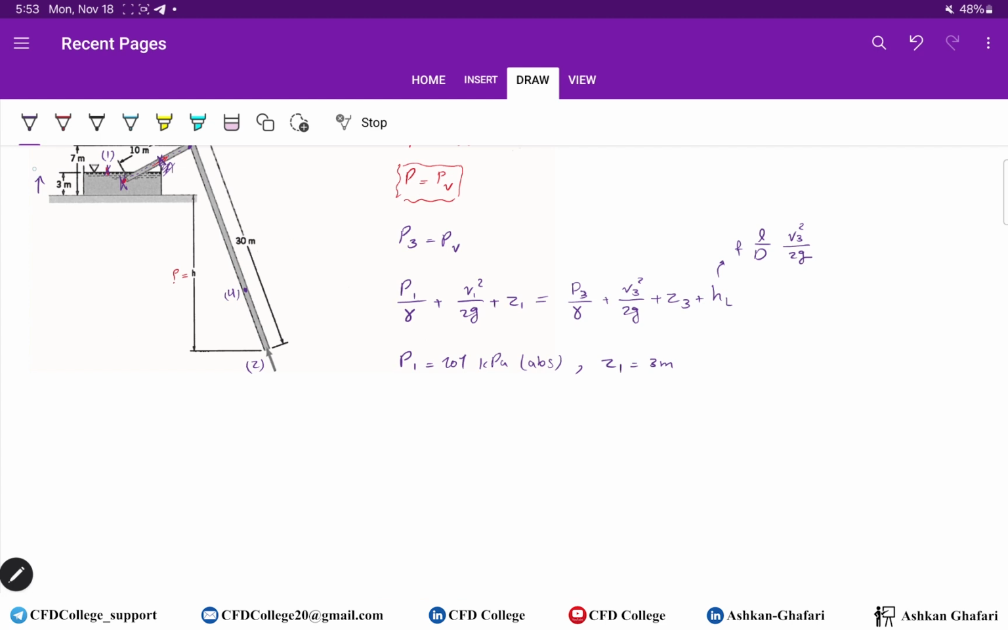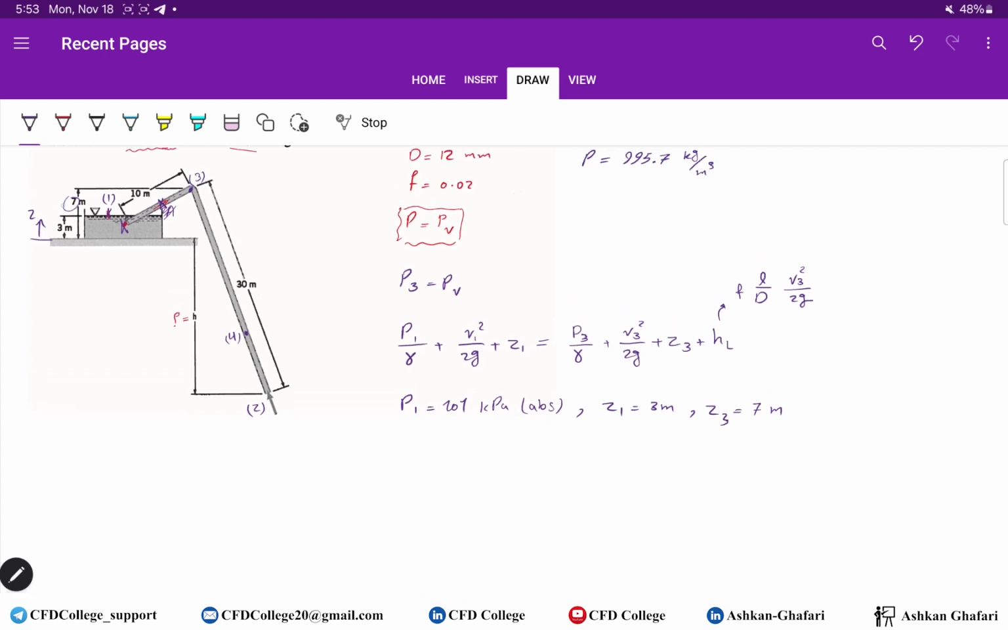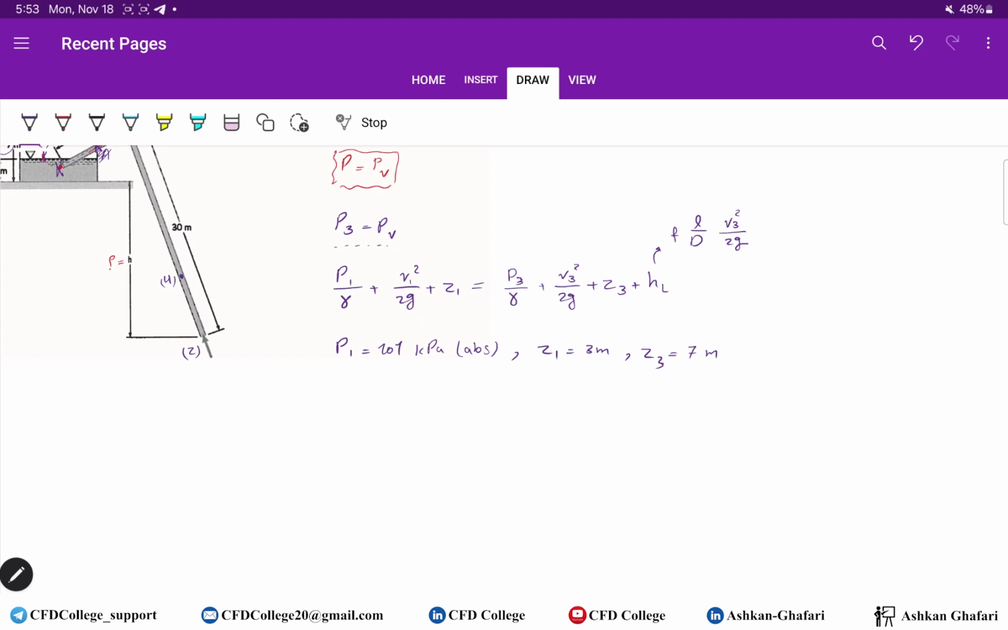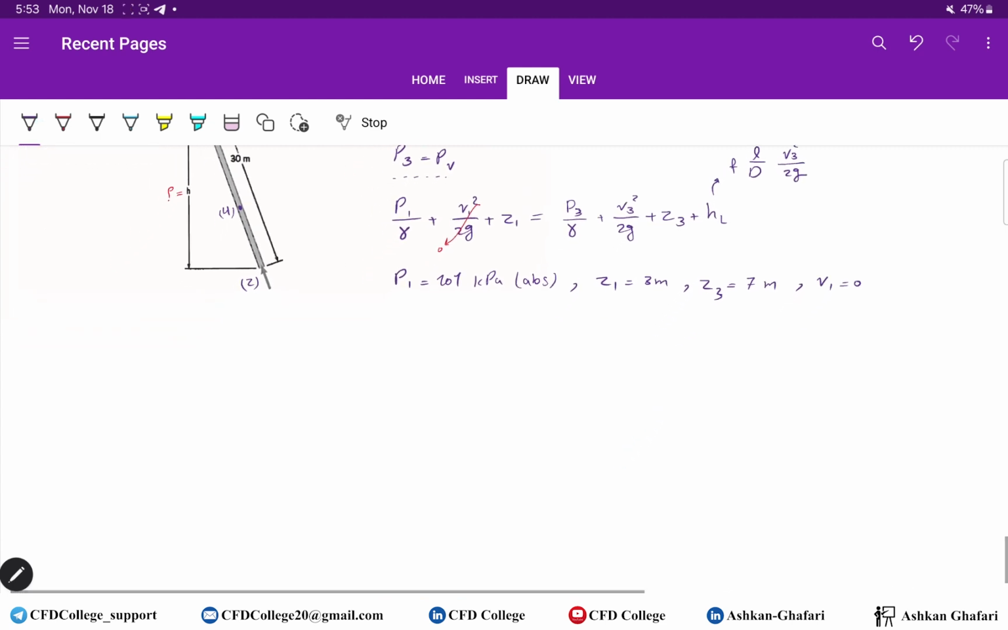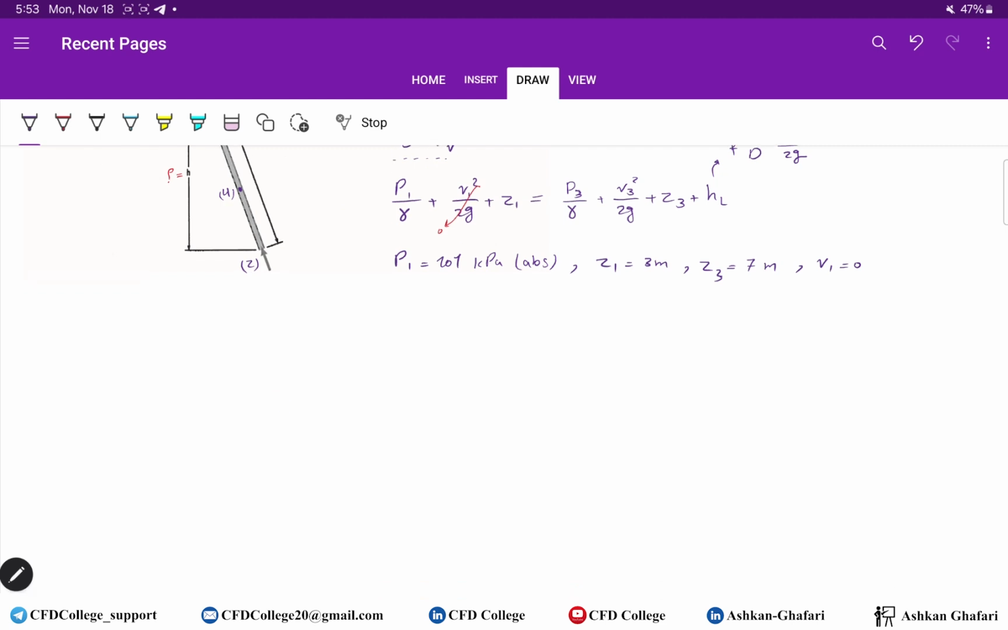If we put the Z-axis here, Z3 equals 7 meters. We know that pressure at point 3 equals vapor pressure. What else? We have the friction coefficient, and we also know that V1 is 0 because it's a free surface. So only this term is gone. Okay, let's put the values inside the equation.